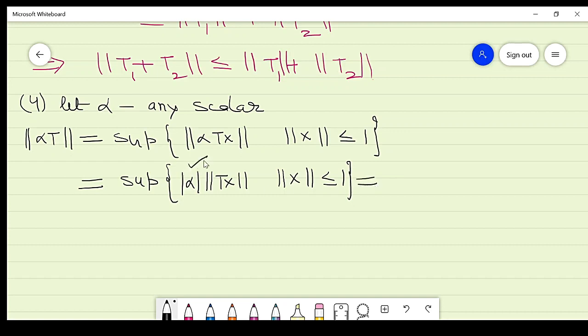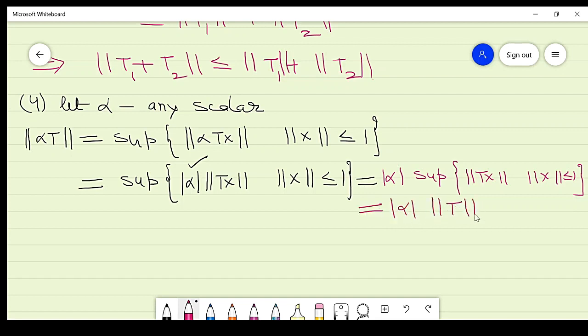Now this number is positive. Since this number is positive, we can take it outside, and the supremum will not change. So it implies absolute value of alpha times the supremum of norm of Tx such that norm of x is less than or equal to 1. So this is absolute value of alpha times norm of T. So it satisfies the fourth property of norm.